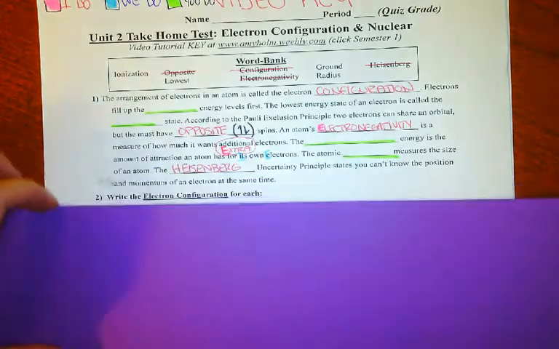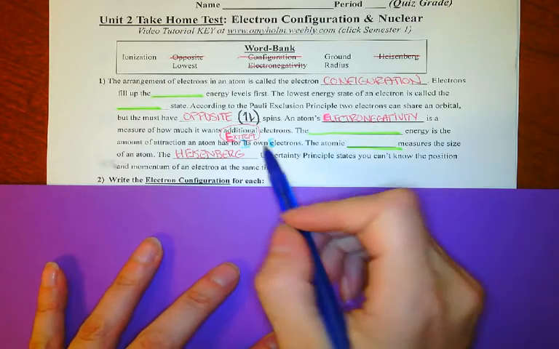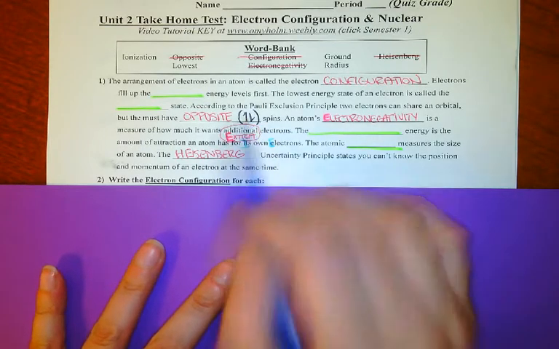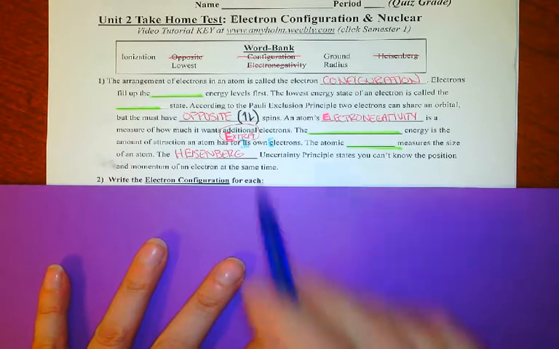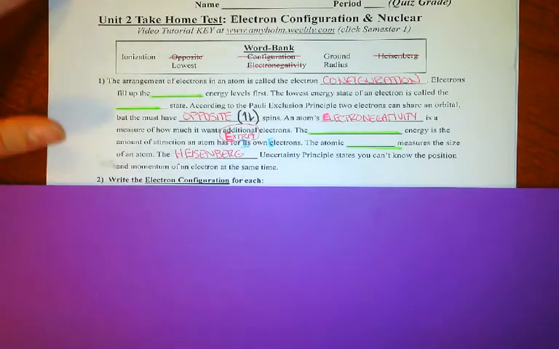Okay, so this first section, this fill-in-the-blank notes, you can take a look at what I already have to check your answer. One thing I want to point out is when they're talking about opposite spins, they mean up arrow, down arrow. And I put in some little hints about the periodic trends as well. Go ahead and pause it if you need more time on that.